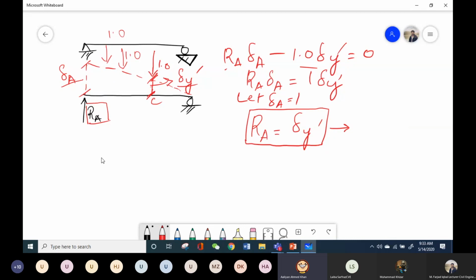Not the change of force, basically it is the deflection at this point. Okay, yes, the reaction at a point.